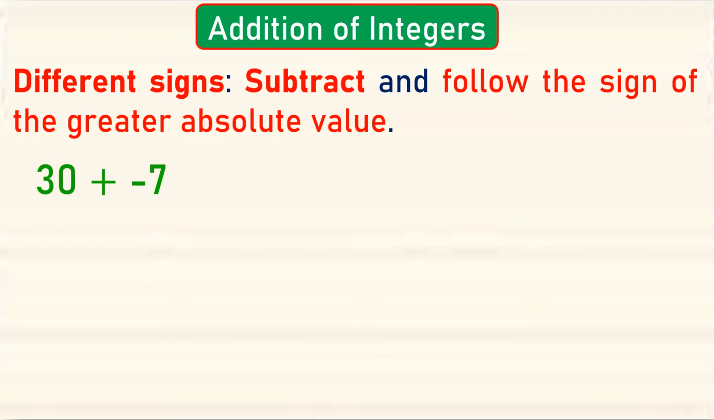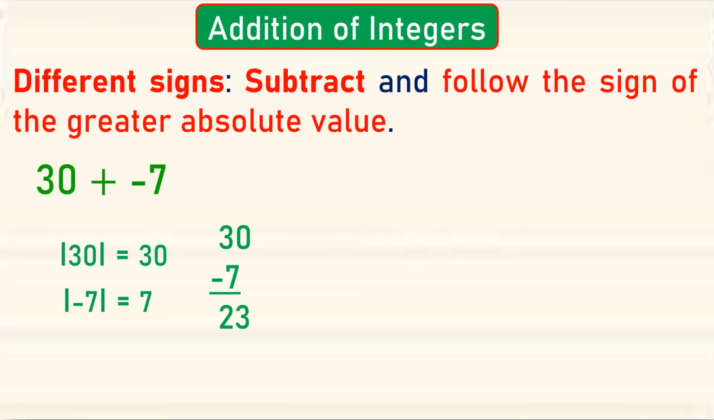Now let us have other examples. So supposing we have 30 plus negative 7. In here we are going to subtract 30 minus 7, which is equal to 23, and then compare the absolute value of 30 and the absolute value of negative 7. Since the absolute value of 30 is greater than the absolute value of negative 7, we follow the sign of 30. So it is positive 23.